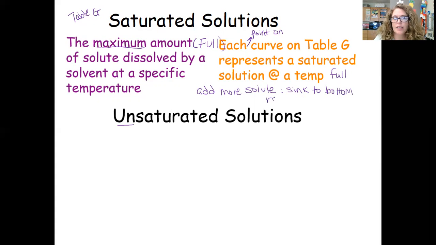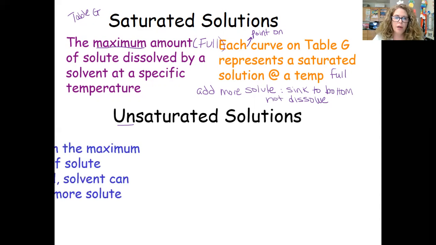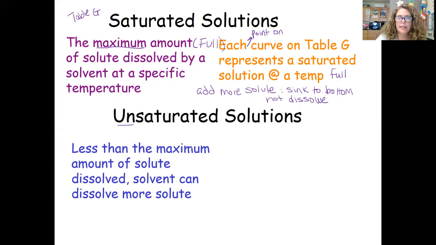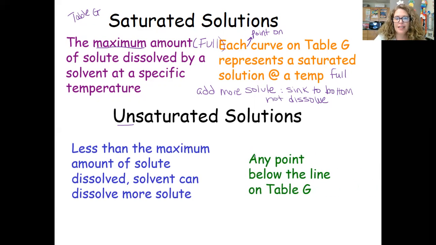Or basically not dissolve. Most solids would sink to the bottom. So now, an unsaturated solution contains less than the maximum amount. That means more can be dissolved. So this is referencing any point below the line on Table G. Any point below the line of a specific substance is going to be an unsaturated solution. And what happens if we add more solute to an unsaturated solution?